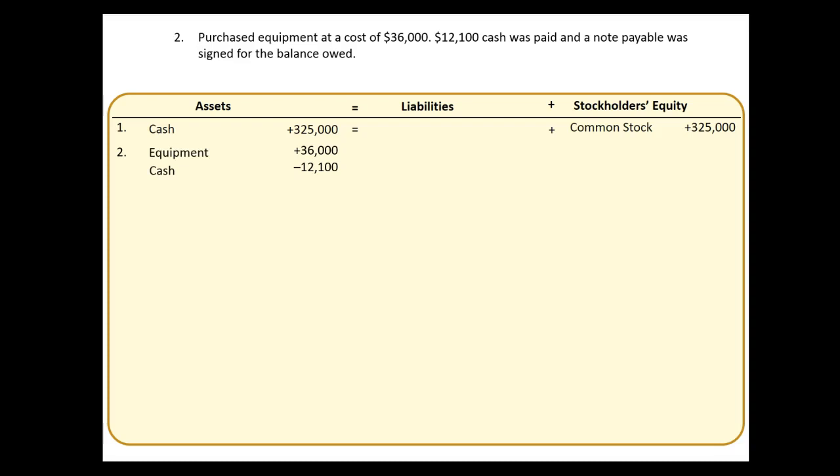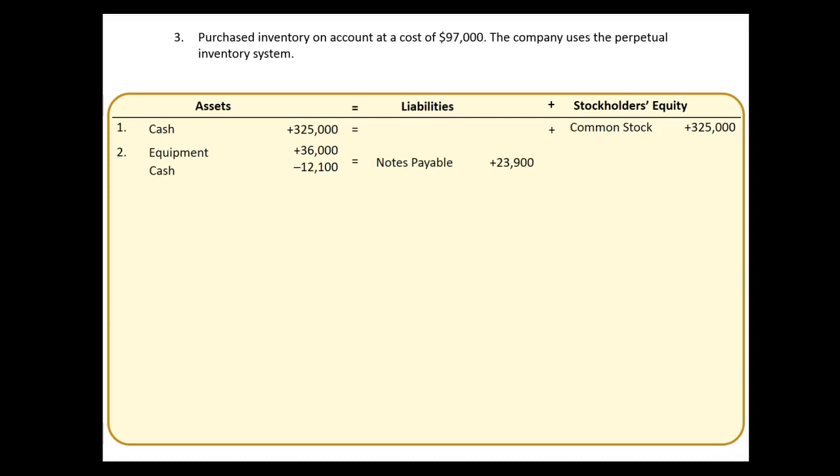On the other side of the equation, we took out a loan for the difference. So our notes payable increased by $23,900. That was the difference between what the equipment cost and what we used in cash. So as you see in this example, the equipment increased $36,000, which is an asset. Another asset decreased $12,100, which was cash, leaving us with a change in our assets of an increase of $23,900.